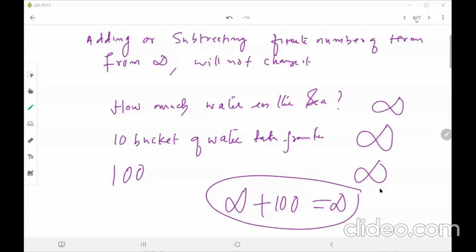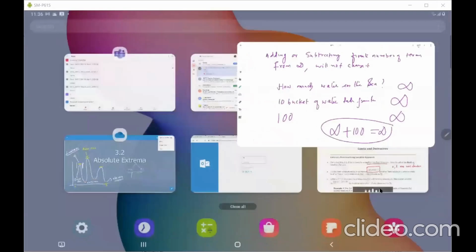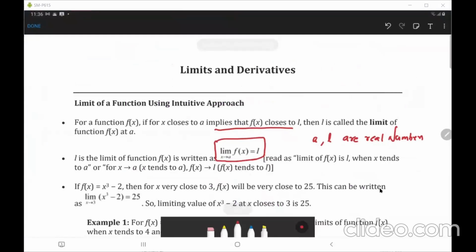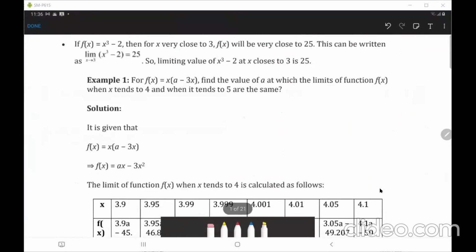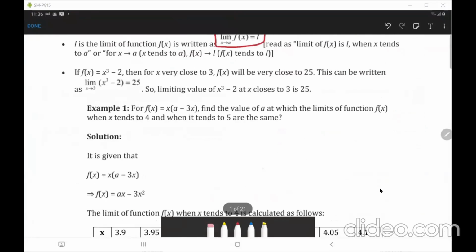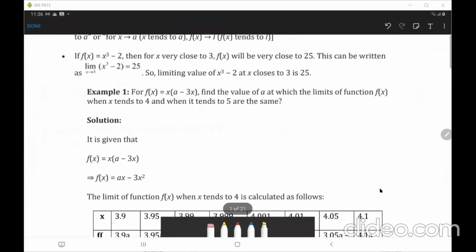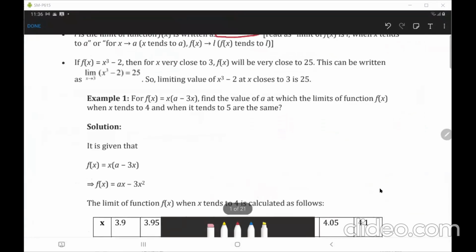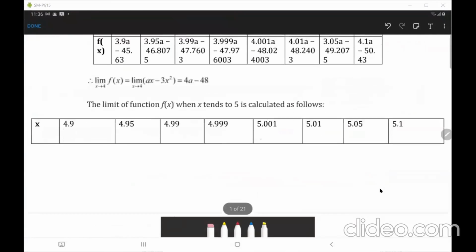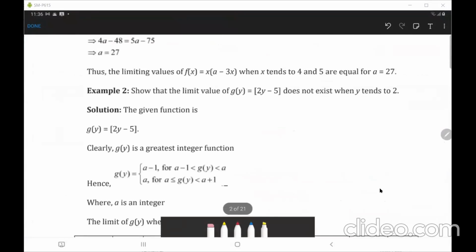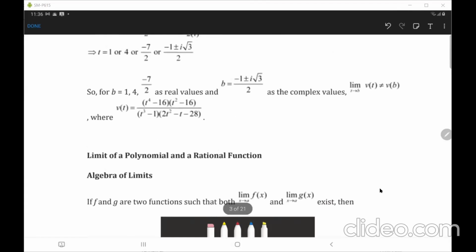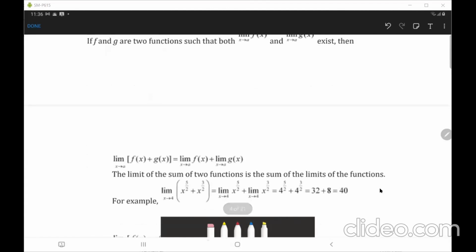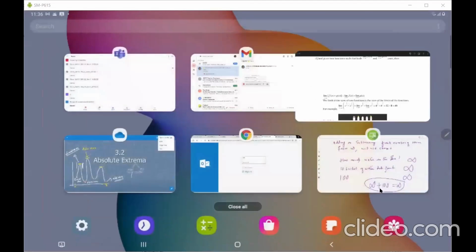Okay, now how can we find the limit using different methods? One example you can see here. This approach we call a numerical method of finding the value. Okay, let me give one example. This example you can do later.